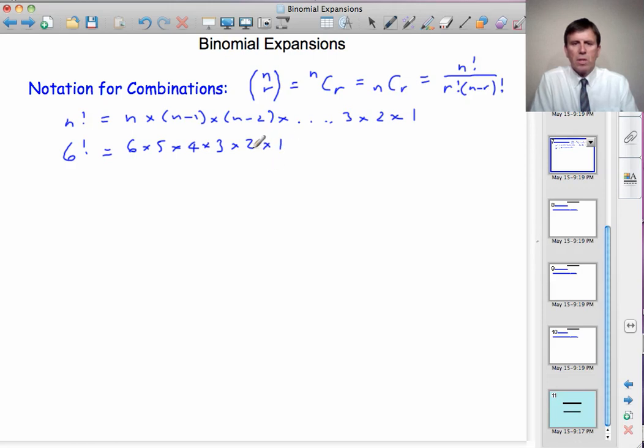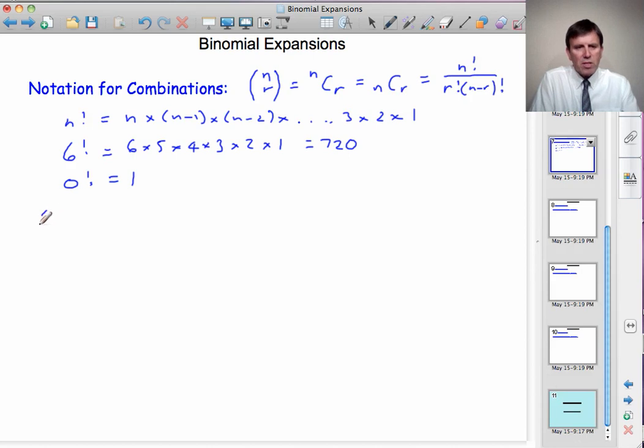So that would be 1 times 2 is 2, 2 times 3 is 6, 6 times 4 is 24, 24 times 5 is 120, and 120 times 6 is 720. So 6 factorial would be 720. We also define 0 factorial to be equal to 1. Because if we didn't, when we're using this fraction here, we wouldn't be able to get an answer when we're choosing n objects from n objects, because we would have 0 factorial, and to make sense that needs to be defined to be 1. So let's have a look at some examples.